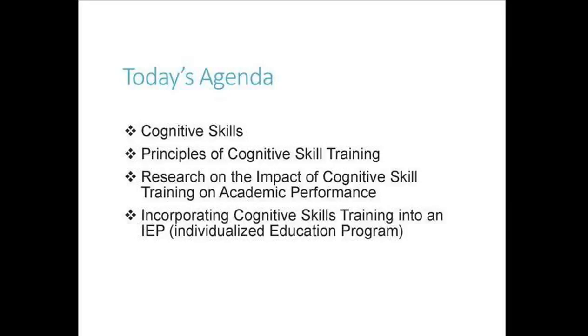Here's our plan for the next hour or so. We're going to explore cognitive skills and the role they play in learning to read, learning math, and academic performance in general. Then we'll talk about how they can be trained. And once we have those principles of good cognitive skill training in mind, we're going to take a look at some research with a program that embodies all of those principles, called Brainware Safari, and we'll look at the kind of impact that it can have on student performance, both cognitively and academically. And finally, we'll talk a little bit about some things to keep in mind when cognitive skills training is being incorporated in an IEP.